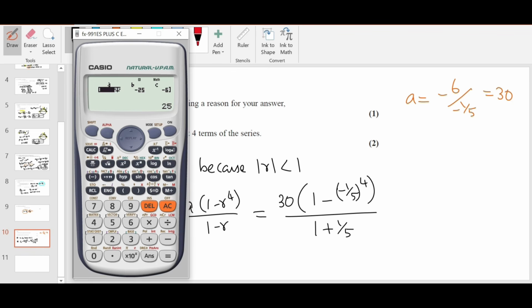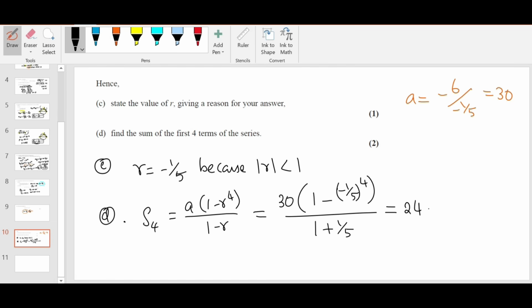Okay, let me try to put everything in the calculator. 30 open bracket 1 minus 1 over 5 to the power 4, and then I need to close the bracket, divided by 1 plus 1 over 5 is 5 plus 1, 6 over 5. 24.96 is the answer. 24.96. No level of accuracy, nothing is mentioned, so just leave it as it is. That's all.